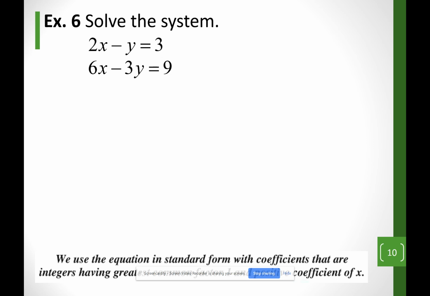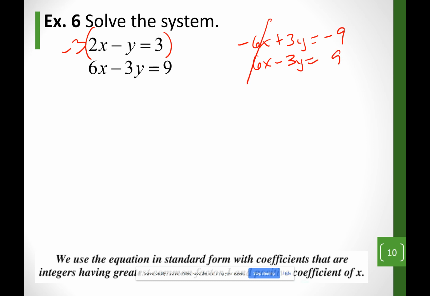This other one here says solve the system. It doesn't matter how we solve it. Let's go by elimination. Let me multiply the first one by -3. I'm looking at my x's, and it seems like they're going to cancel out. So I multiplied everything by -3. So I have -6x plus 3y is equal to -9. My second equation, let me just leave it alone: 6x minus 3y is equal to 9.